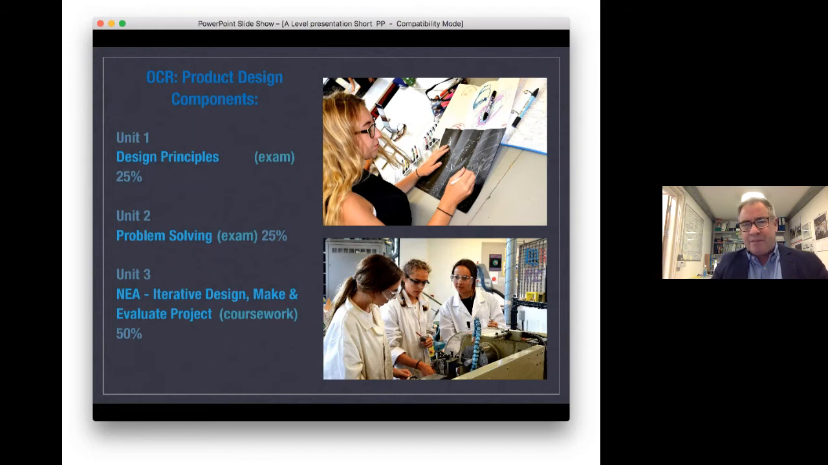Now, the two exams. Number one, the principles paper is very similar to your GCSE, and we'll look at that in a minute. The problem solving paper, which is 25%, is specifically around business studies, and I'll talk you through that. So that's quite new. So there are your three components.